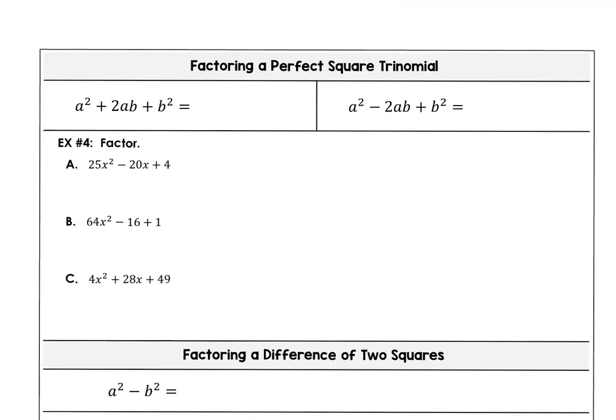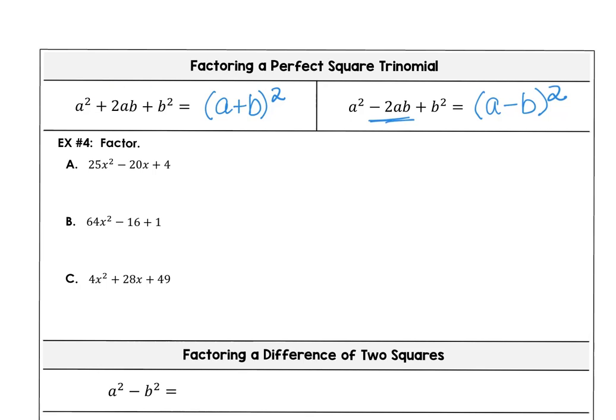Now, here's where you want to be able to see a perfect square trinomial. The key to this is recognizing that the middle term is double the a times the b. When you see that pattern, you can write (a + b) quantity squared. And when you see a negative in the middle, that's the difference, (a - b) quantity squared. So let's check that out in this example 4.